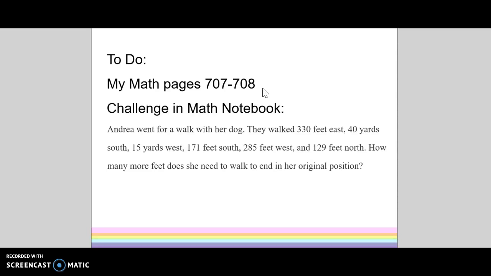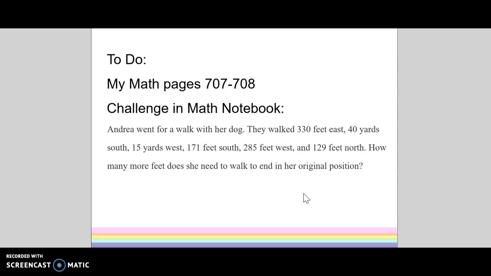I also want for you to take a look at this challenge problem right here. If we were to be having a math workshop, this would be a math workshop problem that you would work together with your group on. So I want for you to open up your math notebook and give this a try. Do the best that you can. All I want for you to do is give it a try. I'll post the answer to this one on Wednesday as well. If you don't get it, that's okay.